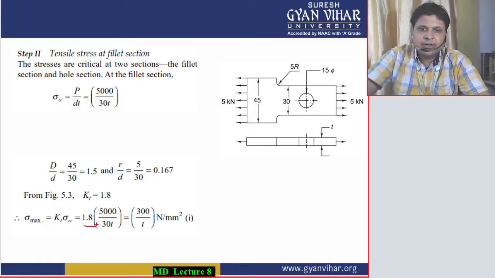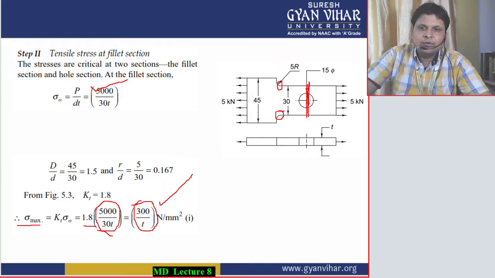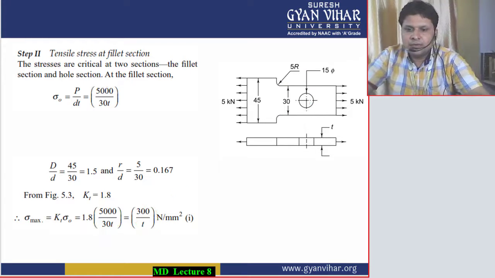KT is 1.8, for 5000 divided by 30T. This is the expression of sigma naught which you have calculated here in this step. And finally, this will be the value of the maximum stress. At which location? At this fillet location. Now this is the maximum stress, but there is one more area where we have to find the stress value, which is at this particular location, near this hole. So let's now consider the case of the hole section.